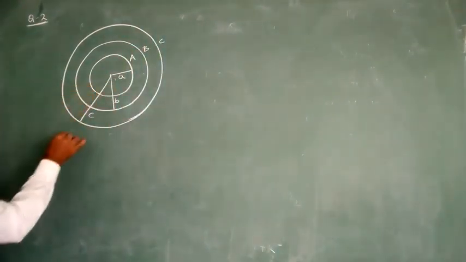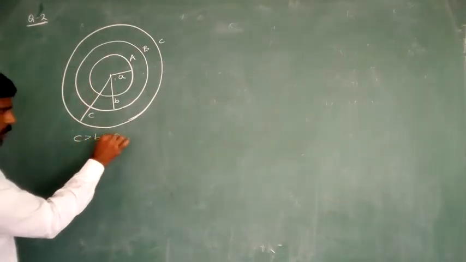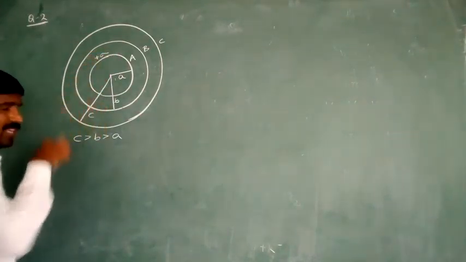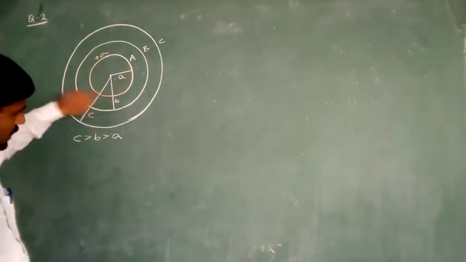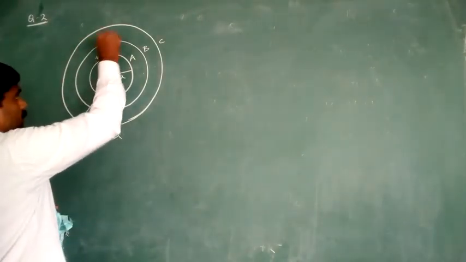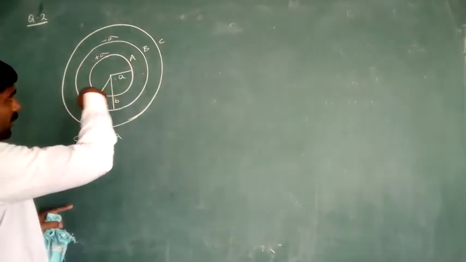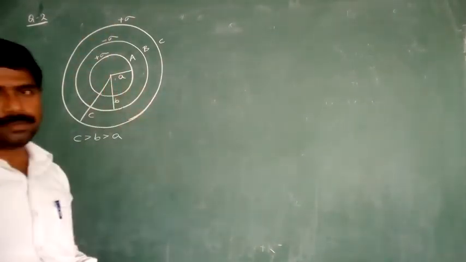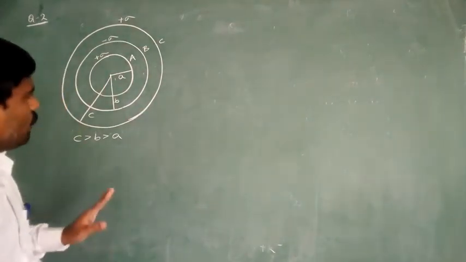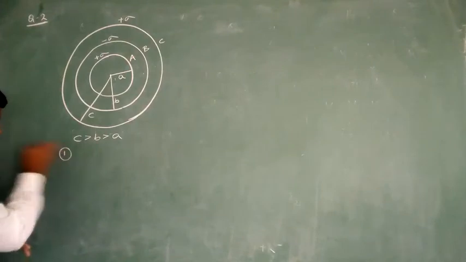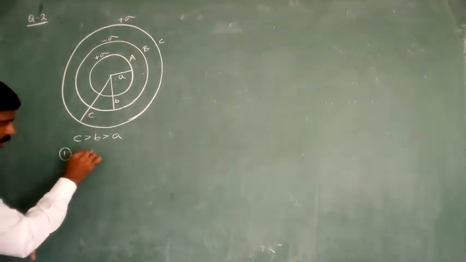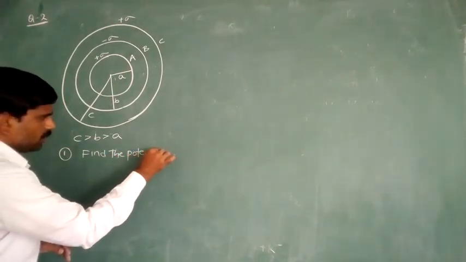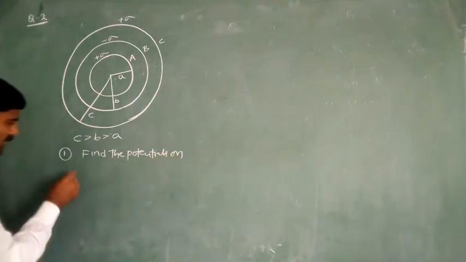So if you observe here, C is more than B, which is more than A. Here plus sigma is the surface charge density of the first shell, and minus sigma is the surface charge density on the second shell, plus sigma is the surface charge density of the third shell. We want to find out the potentials on the surfaces of the shells.